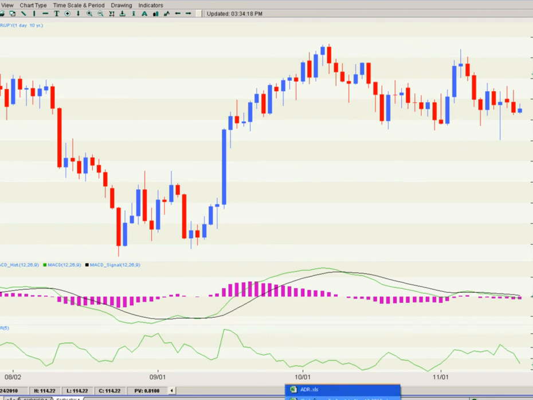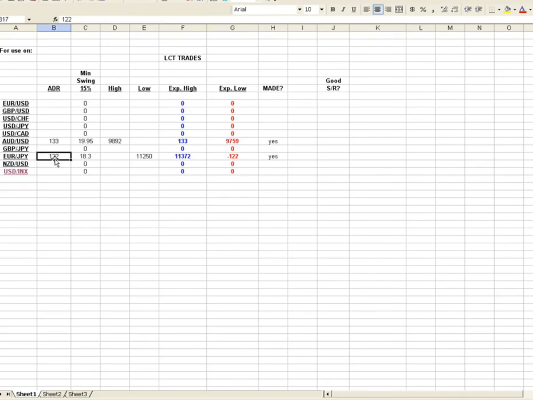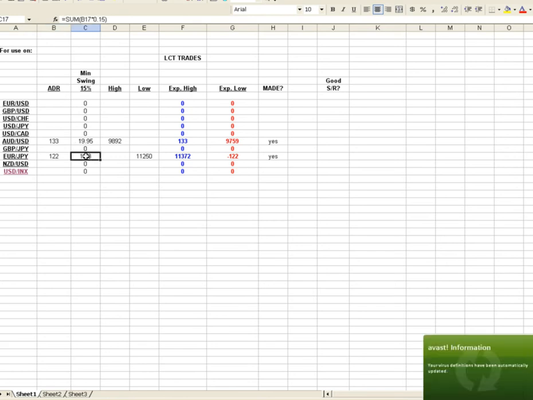Go up to our calculator. 122 pips goes in here. That tells us we need 18, say 19 pips, 19 pips or so for the swing, okay?